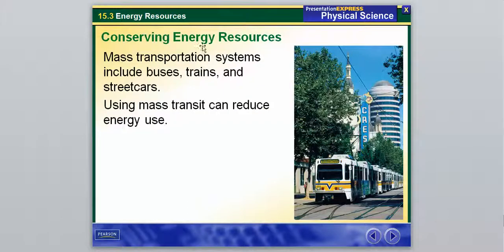And another example of kind of conserving our energy resources is using mass transportation systems like trains, buses, and streetcars. And again, if we use this mass transit, it could reduce energy use, because that's one bus taking multiple people to work instead of all those people driving their own cars and things like that.